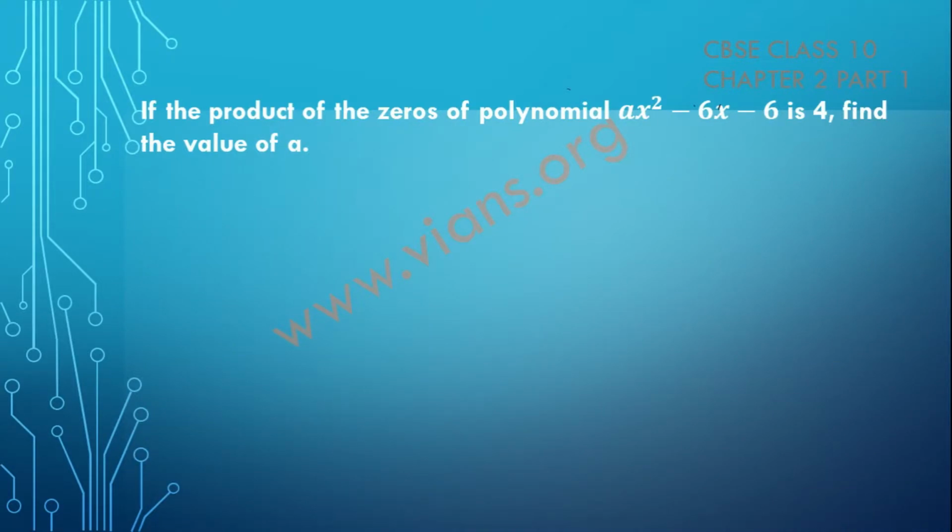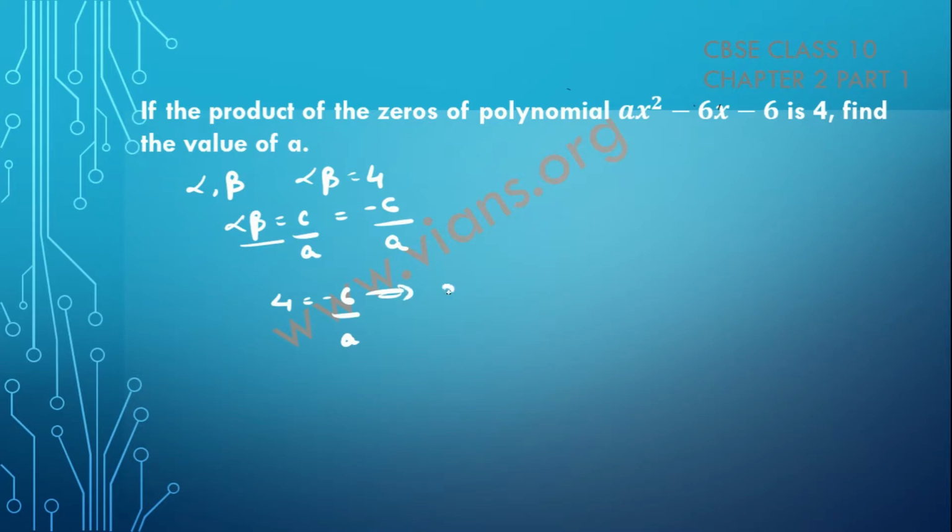Problem 3 basically says that if the product of the zeros of the polynomial ax square minus 6x minus 6 is 4, find the value of a. So first let us consider alpha and beta are the roots or zeros of the polynomial. Then the product alpha beta is equal to c by a, which is minus 6 by a. But we know alpha beta is equal to 4, as they've already mentioned. So 4 is equal to minus 6 by a, implying a is equal to minus 3 by 2.